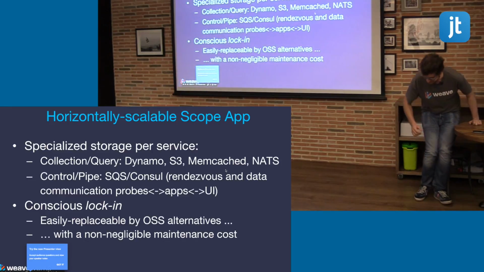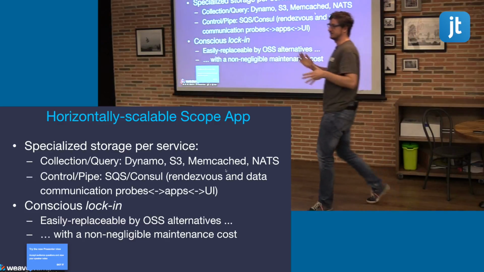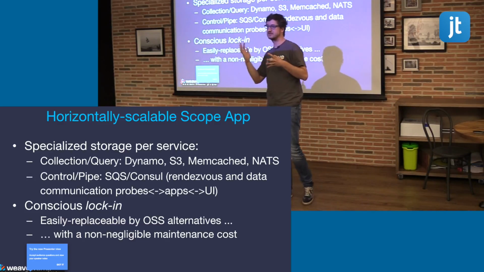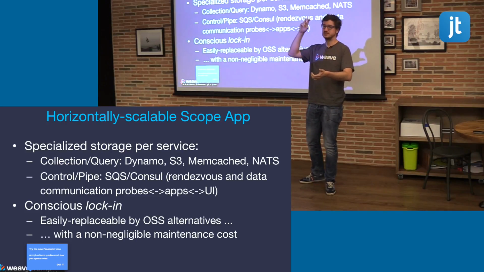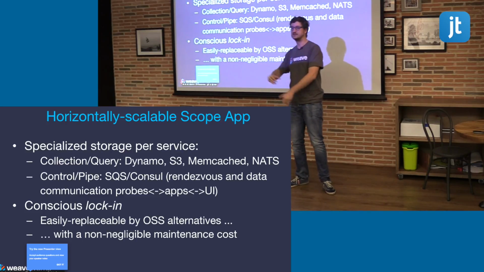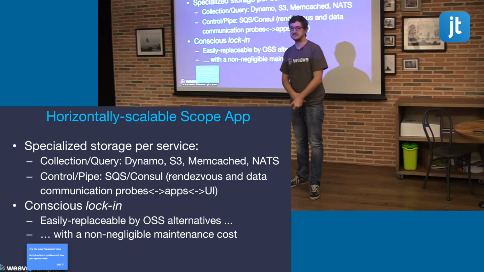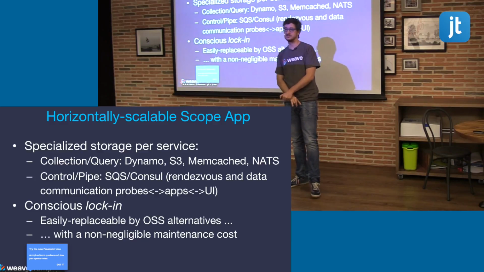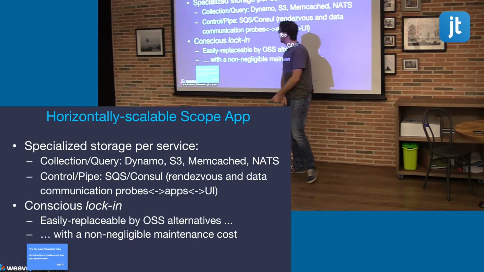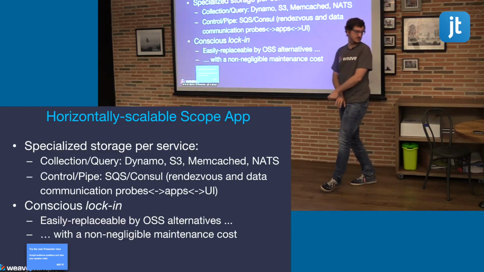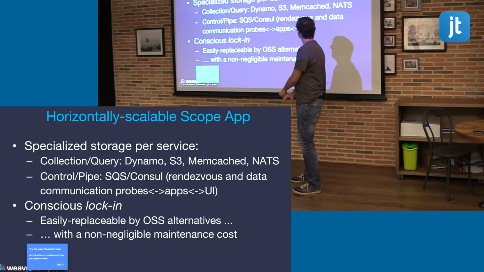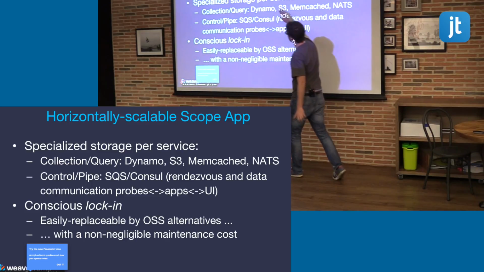So what we did was break down the app into 4 different services: collection, storage; query, retrieval; control, actions; pipe, bidirectional communication. And each of those uses a custom storage. For collection, we use Dynamo, S3, Memcached, and NATS. But let's concentrate on Dynamo first.